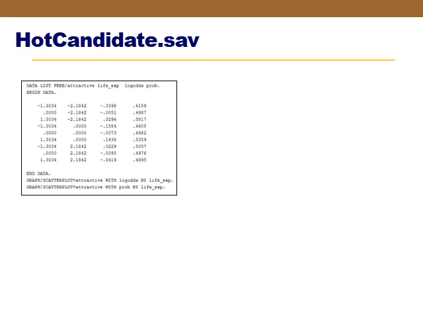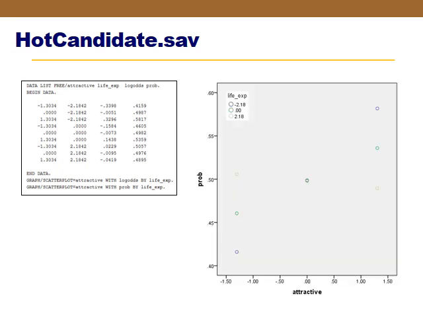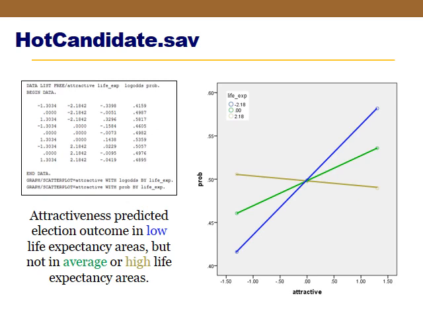If we want to graph our results, we can scroll down to the bottom of the output, copy and paste that syntax. We'll get a graph that looks like this, which I'll add the lines to again. The blue line shows us the relationship between attractiveness and the probability of winning the election in places where the life expectancy is low. So in places where the life expectancy is low, there is a clear positive relationship between attractiveness and the probability of winning the election. More attractive candidates are more likely to be elected.